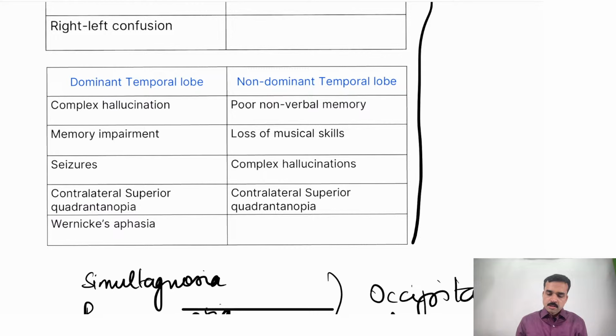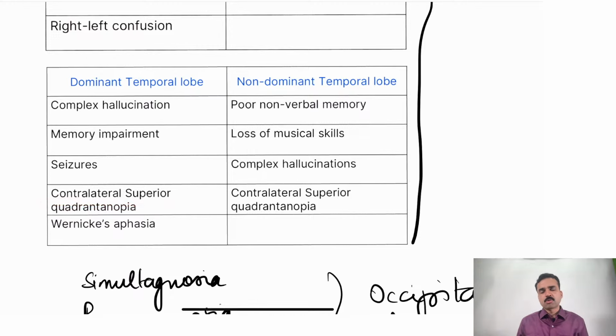Coming to the temporal lobe, you can get complex hallucinations because of temporal lobe involvement, the limbic system involvement, memory impairment again, seizures, mesial temporal sclerosis, right? In mesial temporal sclerosis, there is going to be hippocampal atrophy. Seizures would be there, very complicated seizures, that means focal seizures with dyscognitive features.